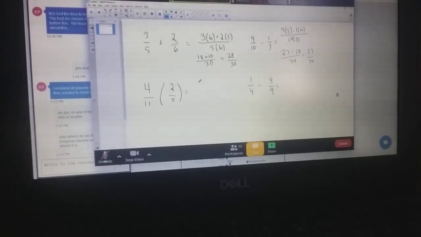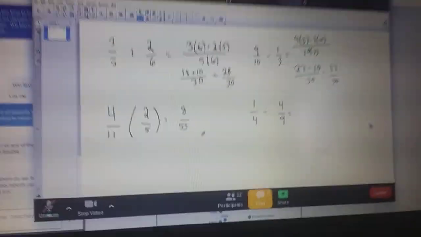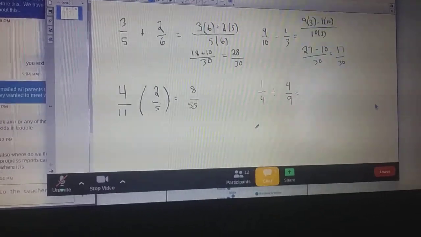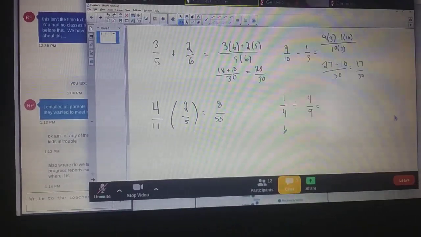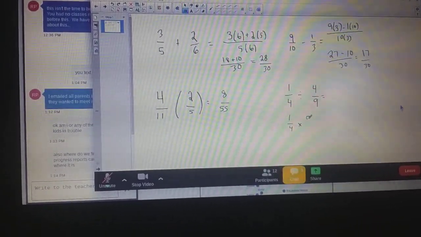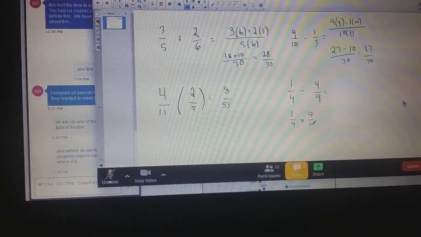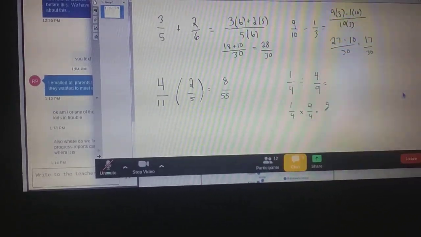For this one, we multiply straight across, so we get 4 times 2, which is 8, 11 times 5, which is 5. Here, remember, we're going to keep this number. We're going to multiply by the reciprocal. And we're going to get 9/16.